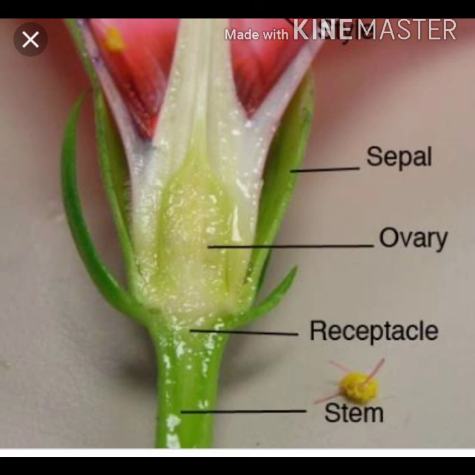So these are the four important parts. Calyx and corolla are the non-essential parts of a flower. Androecium and gynoecium, or stamens and pistil, are the essential parts of the flower. So from the next class onwards, we will study pollination and fertilization.